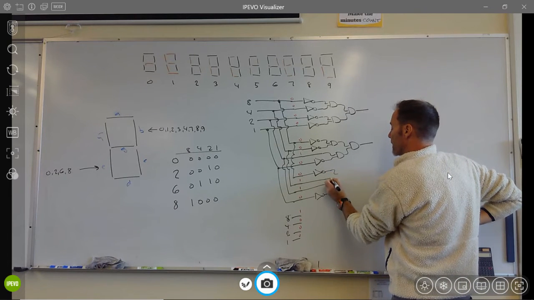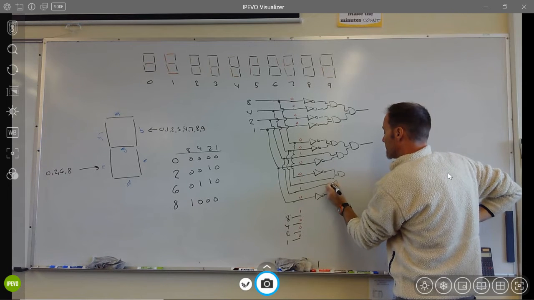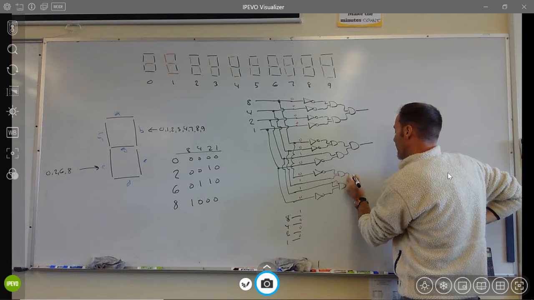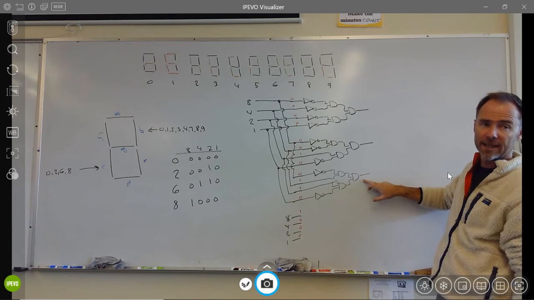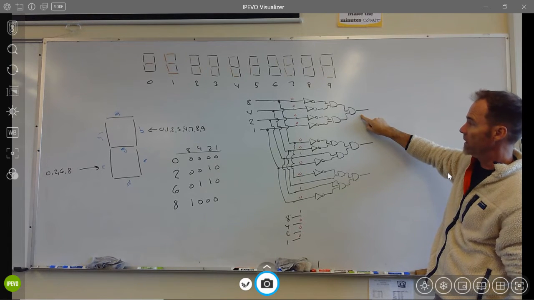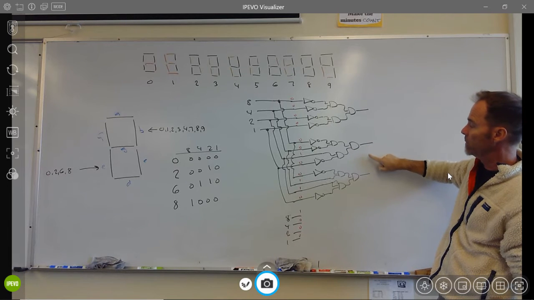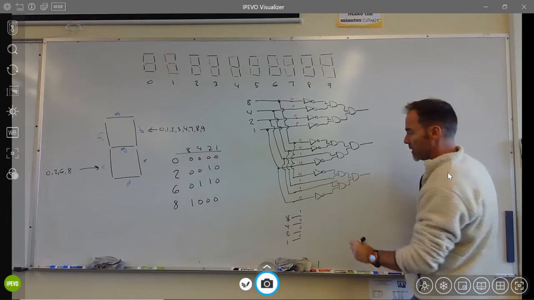AND gate them together. AND gate these guys together. AND gate the 2 AND gates together. So this guy gives me a 1 on a 6. 1 on a 6 input. So 1 on a 0 input, 1 on a 2 input, 1 on a 6 input, and finally we have the 8 input right there.